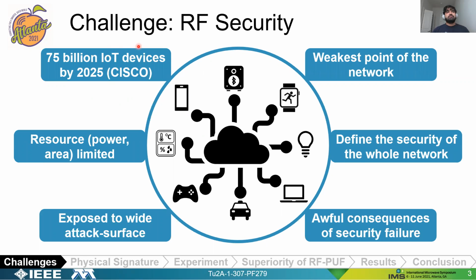Okay, so the challenge, the RF security. Cisco predicts that by 2025, there will be around 75 billion IoT devices, and these devices are resource limited in terms of power and area, and they're exposed to a wide attack surface because most of the time they're mobile and they're employed in remote places. So they're the weakest point of the whole large network they're connected to and define the security of this large network. And security failure of these devices can have catastrophic or awful consequences.